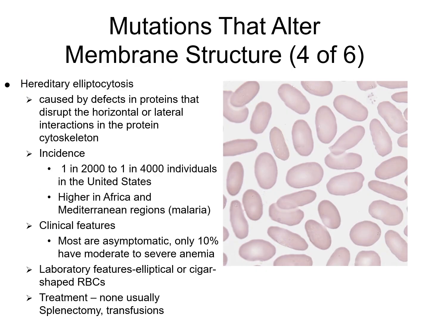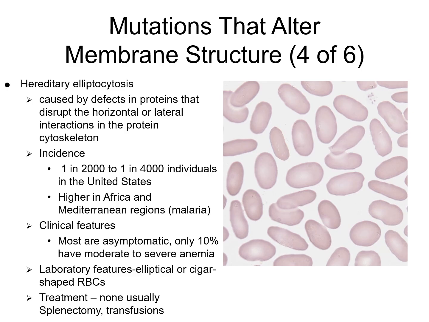Hereditary elliptocytosis. By definition, this is caused by defects in proteins that disrupt horizontal or lateral interactions within the red blood cell cytoskeleton. This affects the stability and flexibility of the membrane, which leads to elliptical shaped red blood cells. If you look at the picture down there, they kind of look like long hot dogs, maybe, compared to a regular red blood cell. So that is what an elliptocyte looks like.